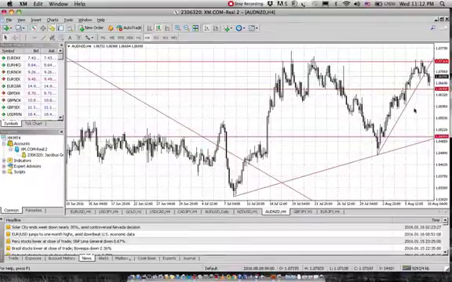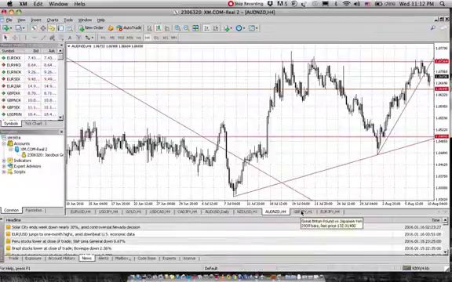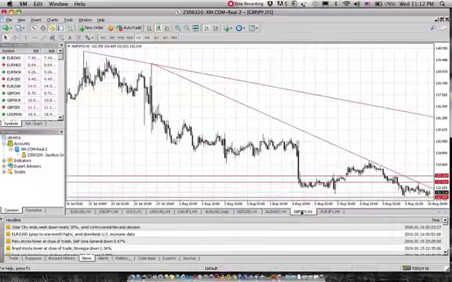Don't jump into this trade, guys. As I say, it's not an official trend line break just yet. Please be patient and bear it out.